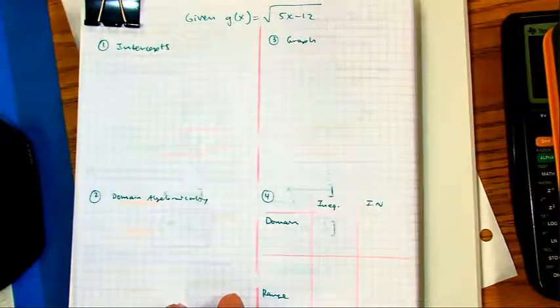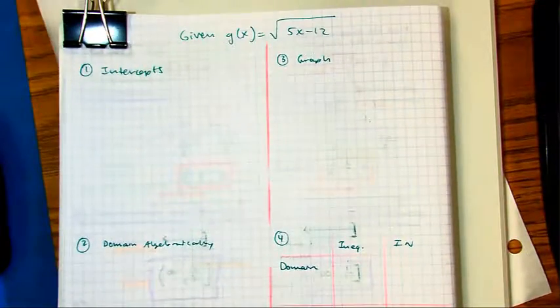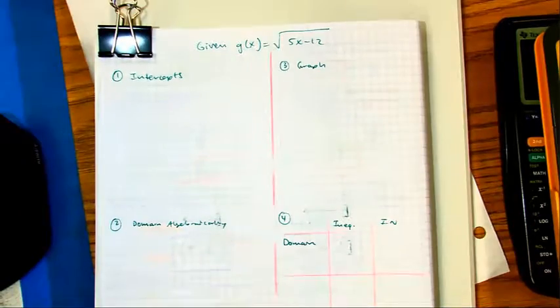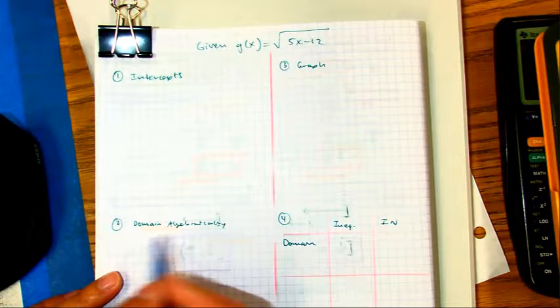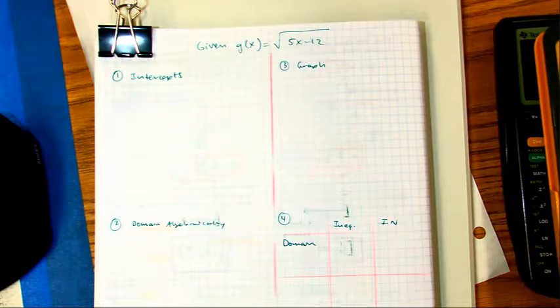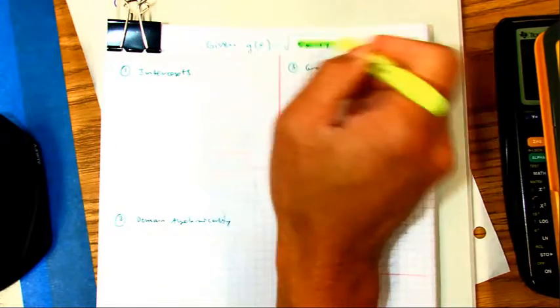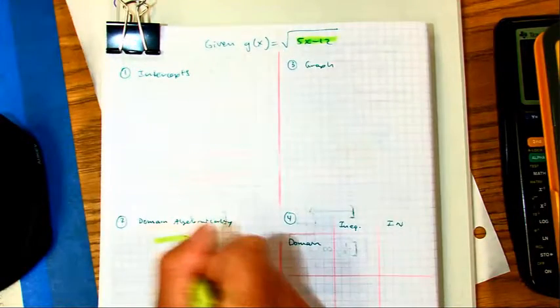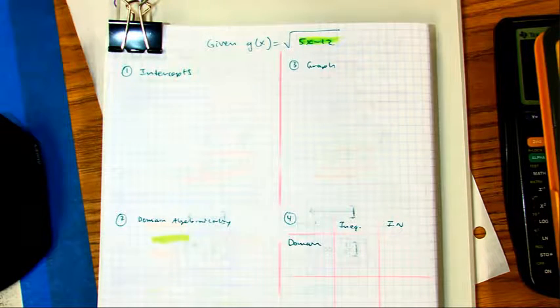Alright, so I asked you guys to do all this stuff, and this problem, really what we focused on yesterday was just basically finding the domain algebraically. With the square root, you have to basically put something greater than or equal to 0. Put your finger on the part that's greater than or equal to 0. You should be setting the radicand greater than or equal to 0.